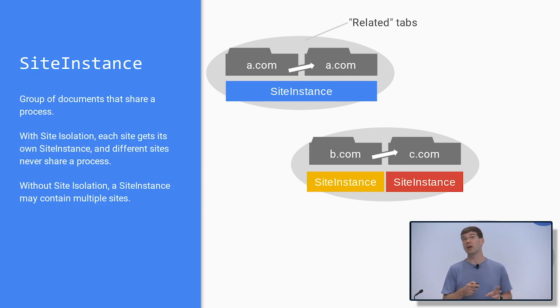So b.com and c.com, even though they can talk to each other, we will put them in separate processes and separate SiteInstances. Now, because they're cross-origin, they can only communicate using a very small async API, like postMessage. And in this case, we will actually route the postMessage from one process to another, back and forth.